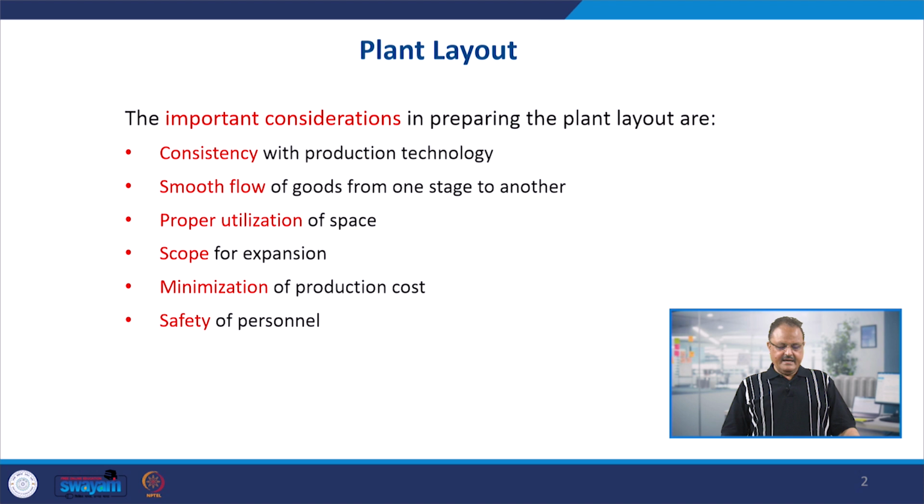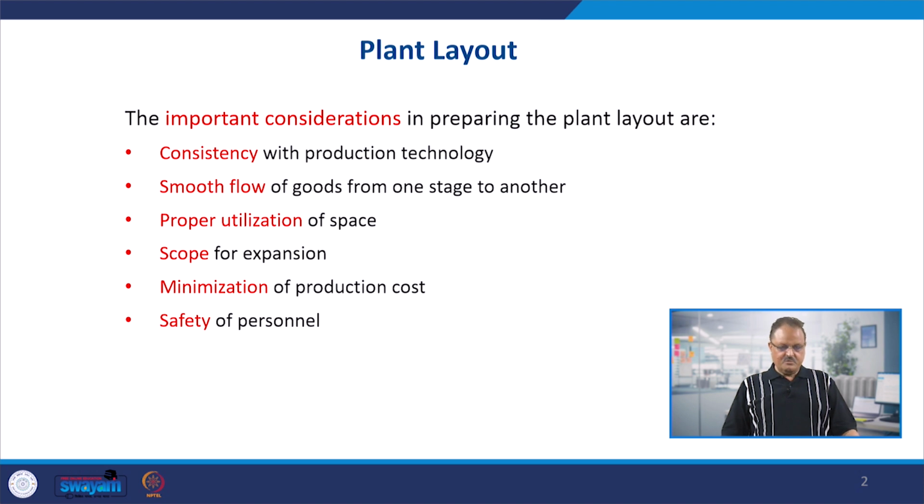So it happens in a very meticulous manner, and the overall production coming out of the plant becomes very good in quality. You can control the cost also, and if the cost is under control, the price can also be controlled. So consistency with the production technology is the first and foremost requirement of the plant layout. The plant layout has to be very consistent with the technology, and this is one important requirement.